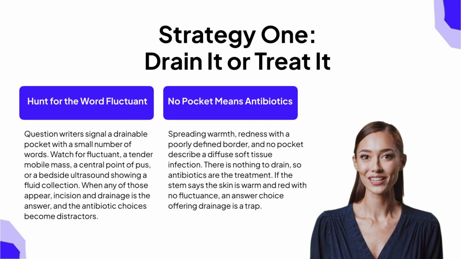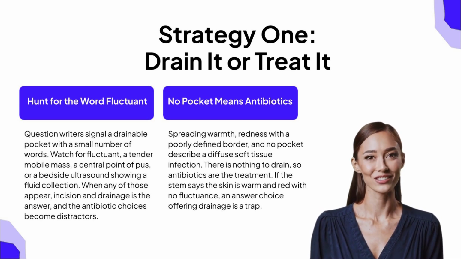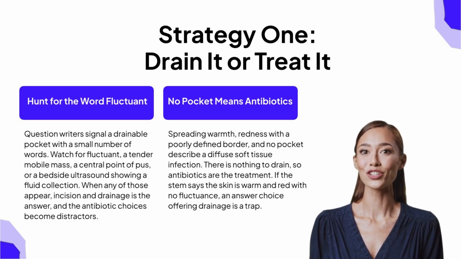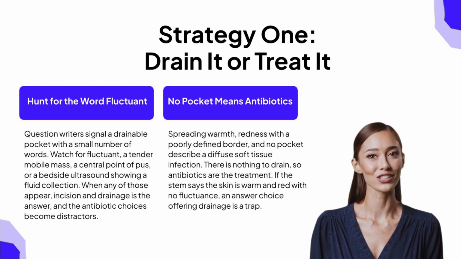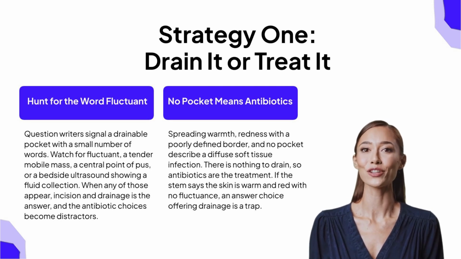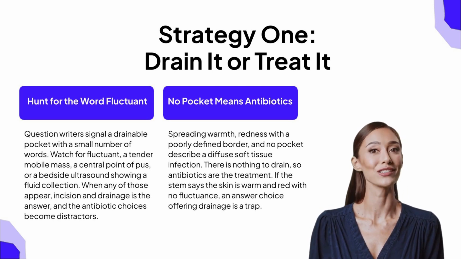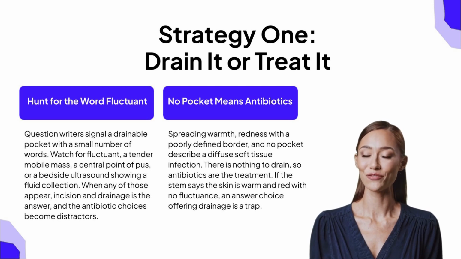Our first strategy is the most valuable one in this entire topic. Before you decide on any antibiotic, decide whether there is something to drain. Question writers signal a drainable pocket with a very small vocabulary. They will use the word fluctuant. They will describe a tender, mobile mass under the skin. They will mention a central point of pus, or they will tell you that a bedside ultrasound shows a fluid collection. The moment any of those appear, incision and drainage is your answer, and every antibiotic in the choice list is a distractor.